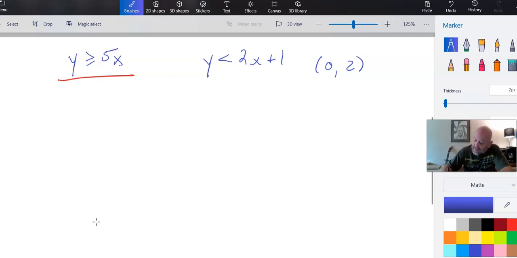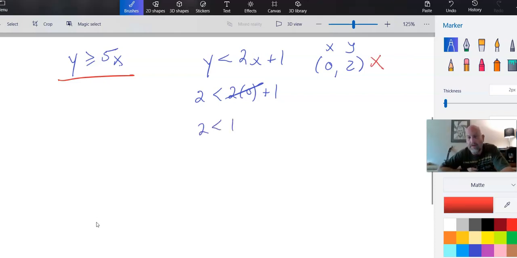So let's see if this is a solution. What we want to do is plug in both the x and the y and see if this comes out to a true statement. So y is 2. So 2 is less than 2 times 0 plus 1. Well, that's a 0, so I get 2 is less than 1. So that is not a solution, right? 2 is not less than 1. So that point does not work whatsoever.